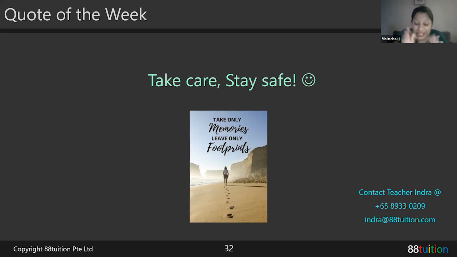All right, but let me just give you a quote that I think is very apt. Take only memories, leave only footprints. So when you travel in future, students, remember to carry all the memories that you have in your heart, not in the camera photographs, right? You can take some photographs, but remember, at the end of the day, it's all going to be captured up here in your mind and in your heart, right?